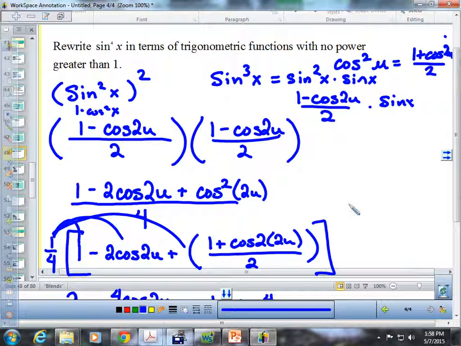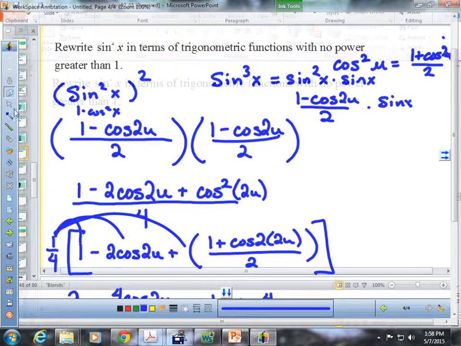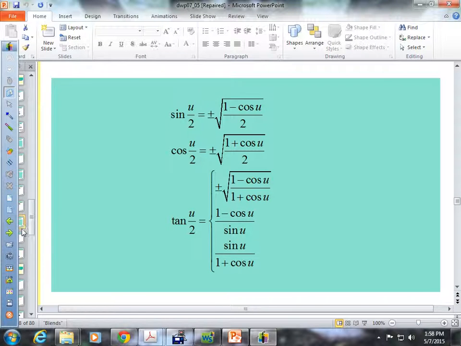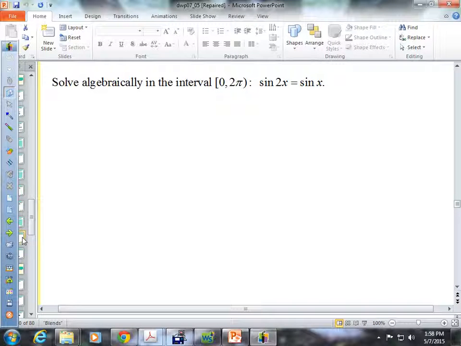All right with that one? Very good. Those are half angles. Did we do this one already? Okay, let's go ahead and finish it up then.